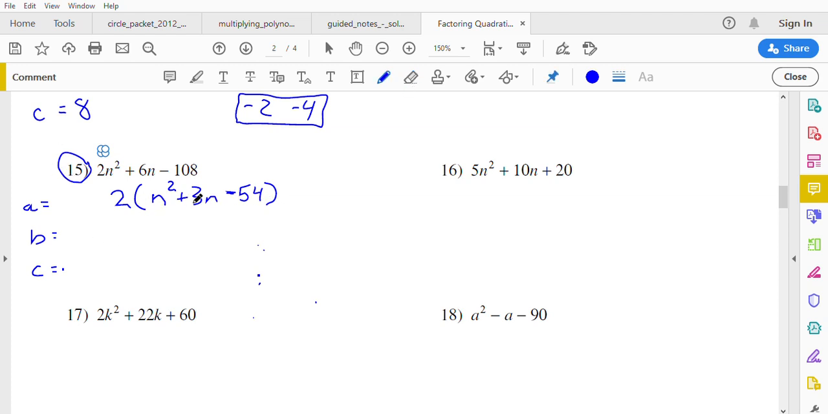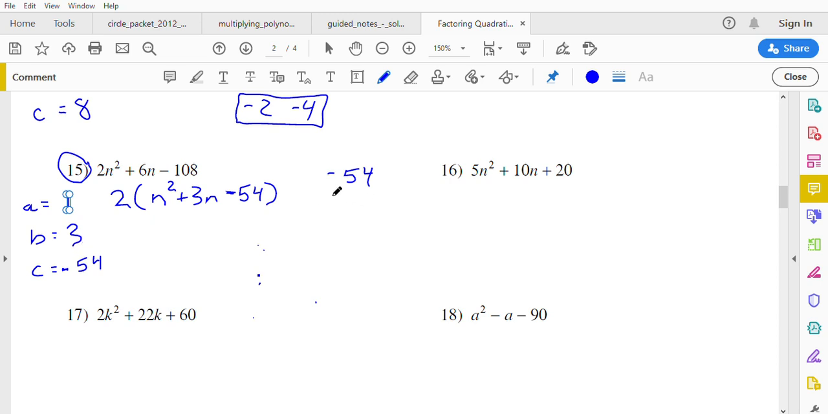Now with this new thing on the inside, A is equal to 1, B is equal to 3, and C is equal to negative 54. Okay, so I'm looking for what are my factors of negative 54 that add up to 3. Now again, knowing that this is a negative number, I know I'm going to have a negative factor and a positive factor. So I also know that my positive factor is going to have to be bigger because when they add up, it's going to end up being positive.